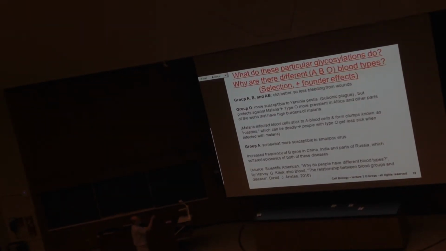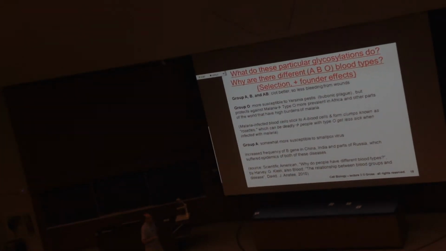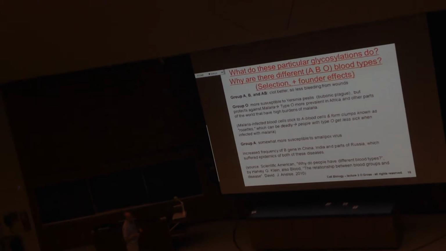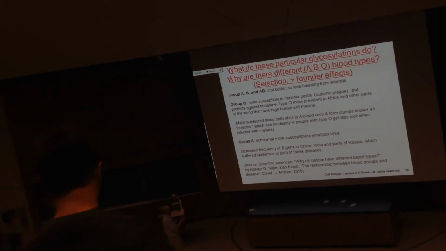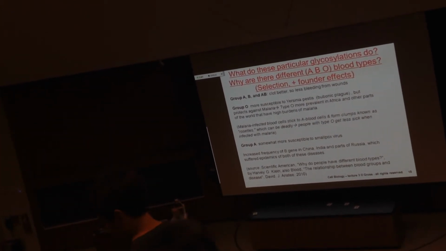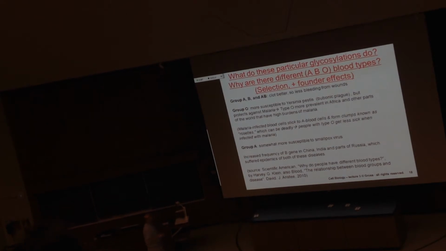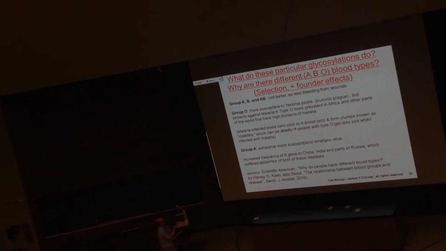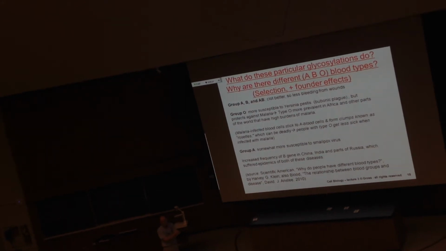Okay, so if AB is so great, why are so many people O? Well, it turns out that there are a couple of huge selective pressures that have really favored O relative to AB. One of those is that O makes you more resistant, or able to survive malaria better. Okay, so why is that?